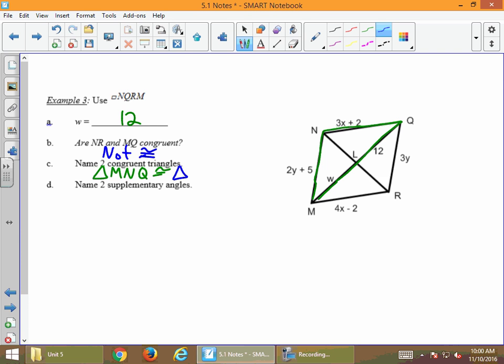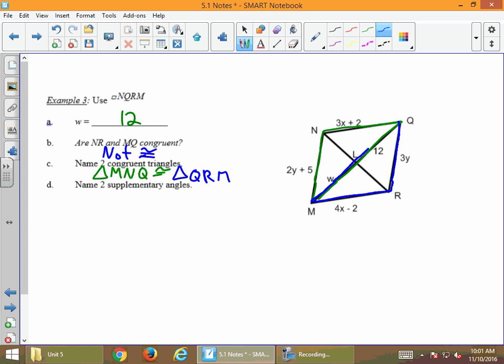Now, here's a really nice thing about, oh, you got it, Aaron? What do you got? You did say it correctly. She said triangle QRM, right? QRM. All right? Now, here's one thing that's really nice with these. And it's right here.